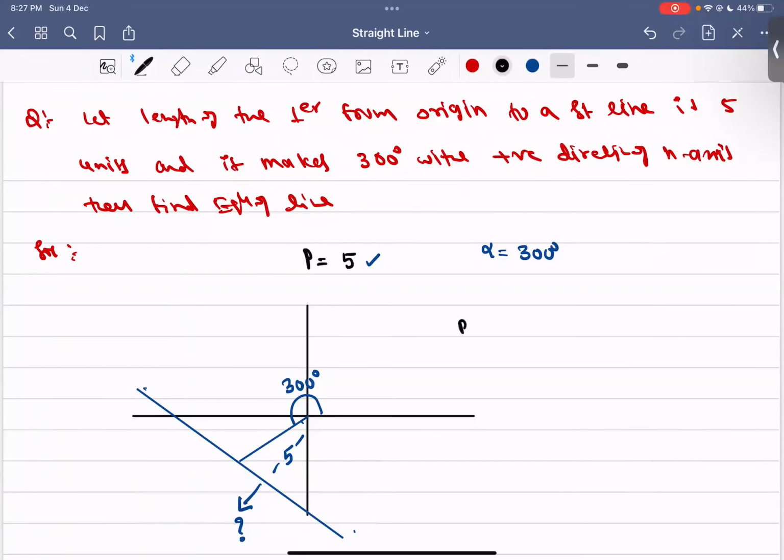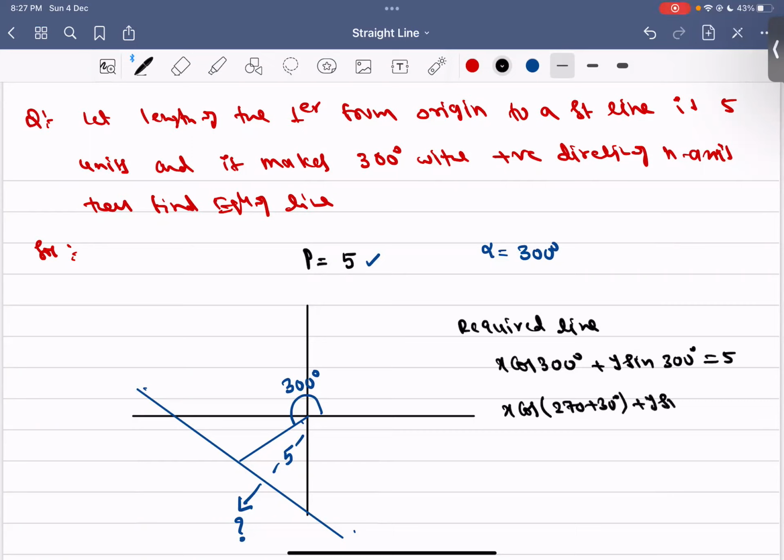Therefore the required line is in normal form: x cos alpha, that is 300 degrees, plus y sin alpha, 300 degrees, is equal to 5. x into, how can you write this? 270 plus 30, or not? Plus y into sin of 270 plus 30 degrees is equal to 5 units.